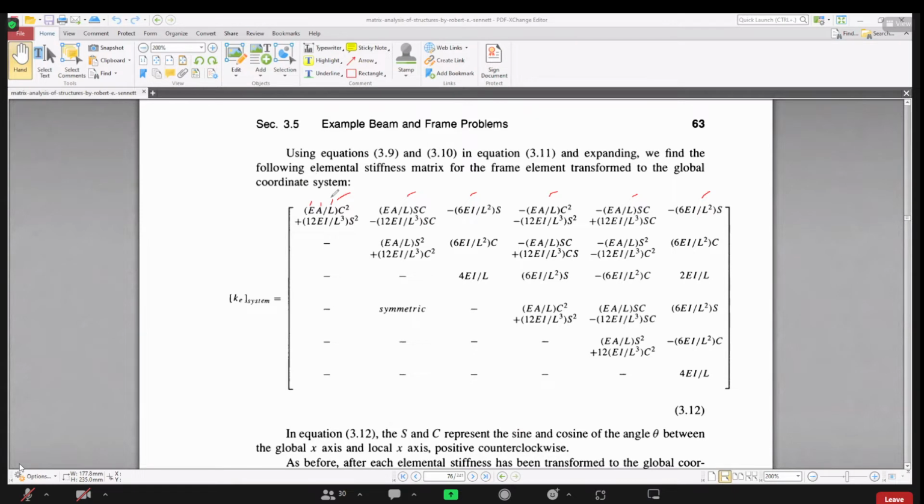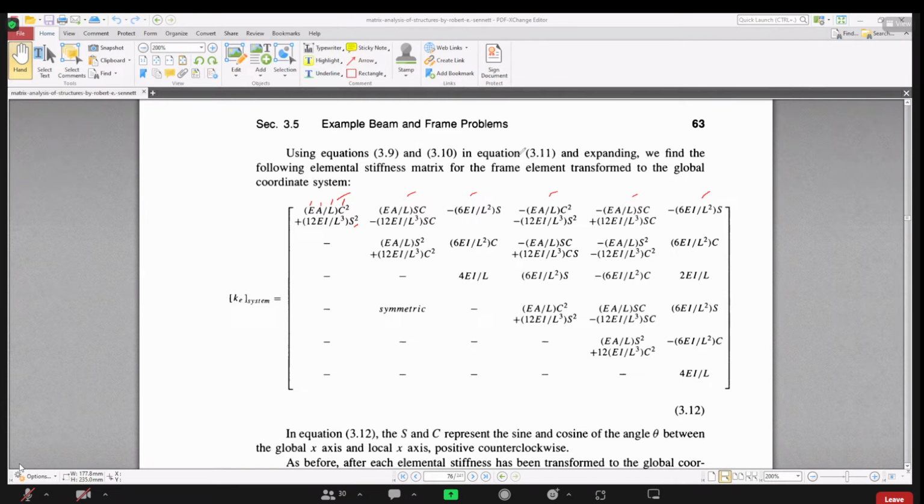In getting the stiffness, C stands for the cosine and S stands for the sine of theta. Remember theta? Again, let me emphasize: theta is the angle from the global x-axis to the elemental x-axis. Okay? So it is measured counterclockwise.